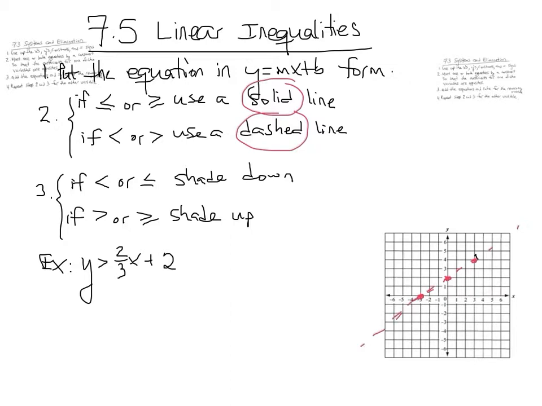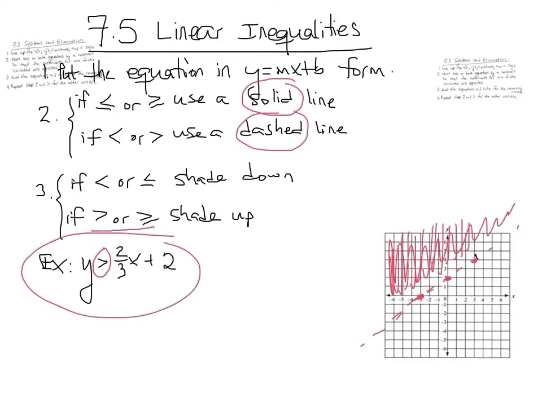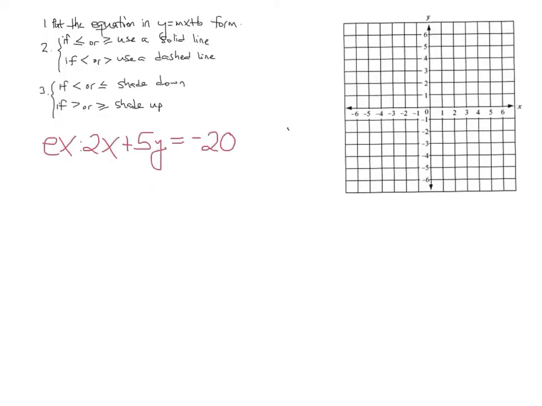Okay? And then finally in step 3, we're either going to shade above the line or shade below the line, depending upon which way the inequality is facing. We can see that this is greater than, so we are going to shade above the line, which means that any point that lies above the line is a solution of this inequality. Pretty easy, and you can have some fun using colored pencils. Let's do a couple more on the next page.